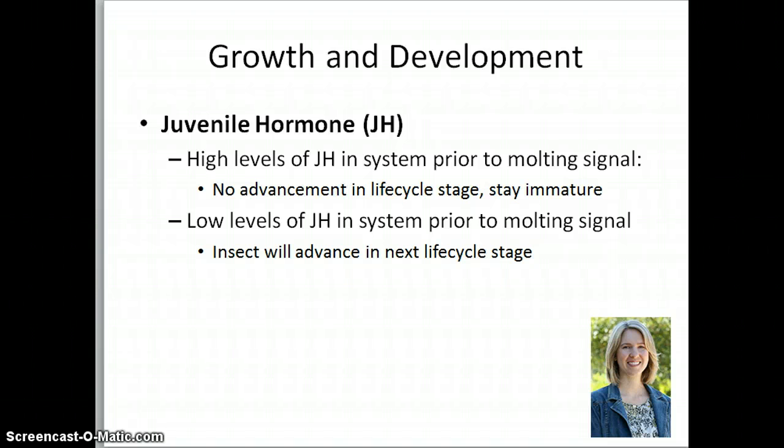This is important for chemical companies that want to control pests, because if they are reproducing this hormone, they can spray it, and an insect will continue to stay at an immature stage and not advance to an adult stage, therefore not being able to reproduce. So in short, this is what you'll be learning in Chapter 8.